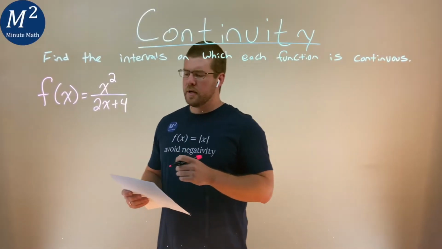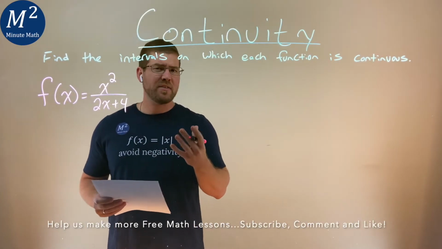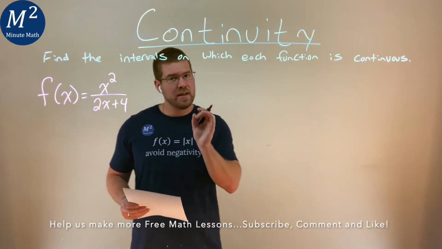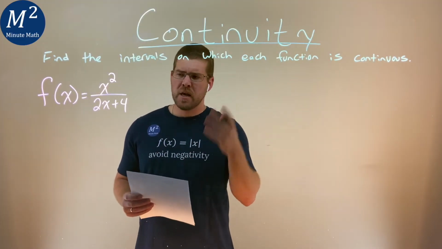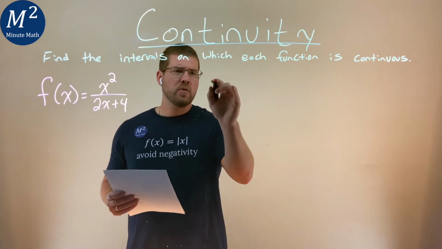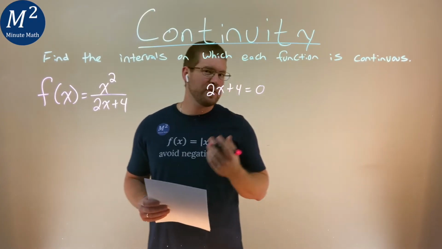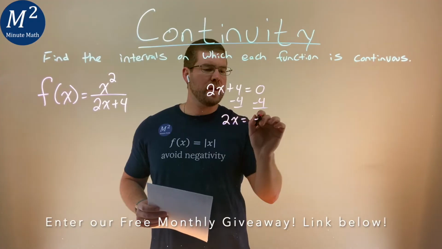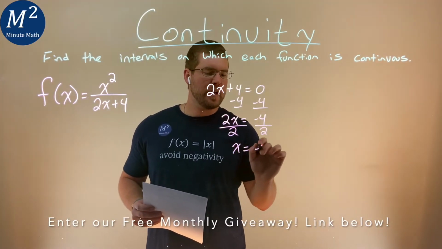We're given this function right here. F of x is equal to x squared over 2x plus 4, and we have to find where this is continuous. Now we have a rational function here, and the key thing with rational functions is really finding where it doesn't exist. And it doesn't exist in the domain there where we're dividing by 0. So I take my denominator, 2x plus 4, and I set it equal to 0 and solve. Subtract a 4 to both sides, pretty simple, and 2x equals a -4. Divide both sides by 2, and x equals a -2.